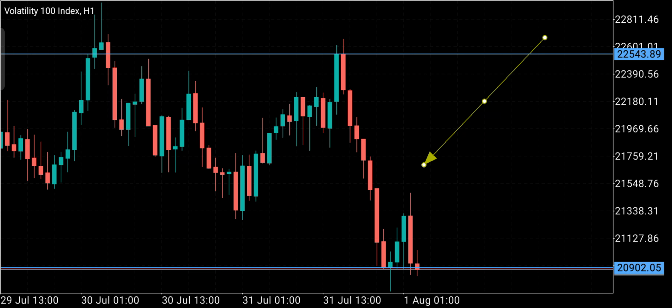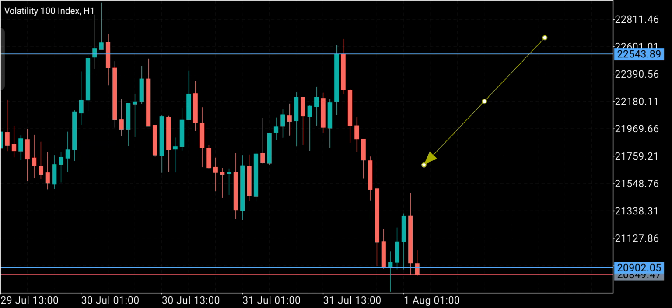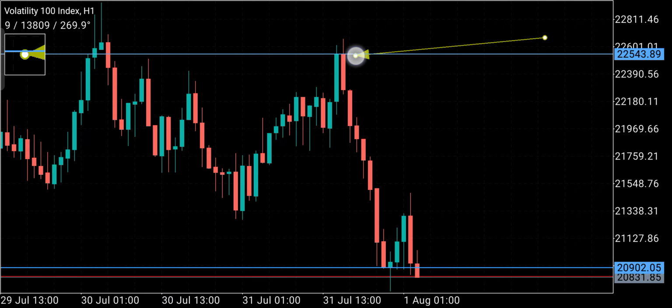Now when I say swing high and swing low, I talk about the close of the last bullish candle that made a high and then the close of the last bearish candle that made a low. So I have my levels to look at. The level 2092.05 and 2254.89, the most current swing levels.